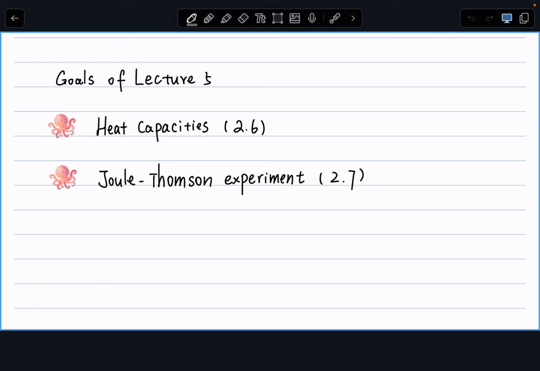Remember, we talked about closed system versus open system. We talked about equilibrium, reversible and non-reversible processes, and also what exactly is work, and how do we calculate the reversible work that's been done for a process.